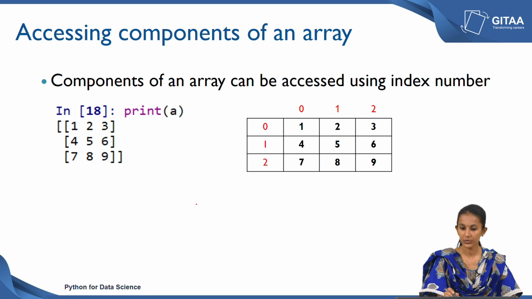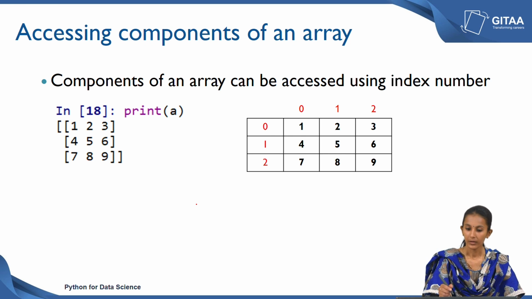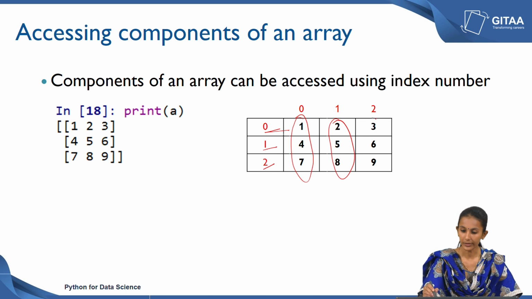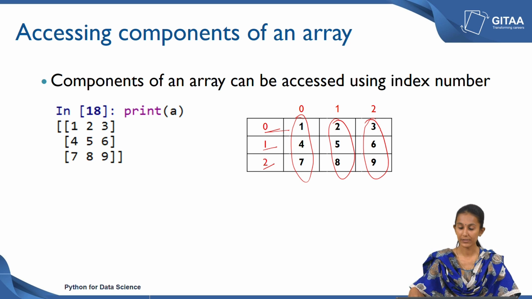For the first row, it corresponds to the 0th index value. For the second row, it corresponds to the first index value, and similarly for the third row, it corresponds to the second index value. This is for the row-wise index. Similarly, for the column-wise, the first column corresponds to the 0th index, the second column to the first index, and the third column to the second index. So, in Python, the indexing starts from 0 to n minus 1.